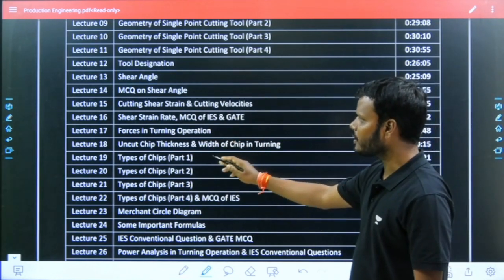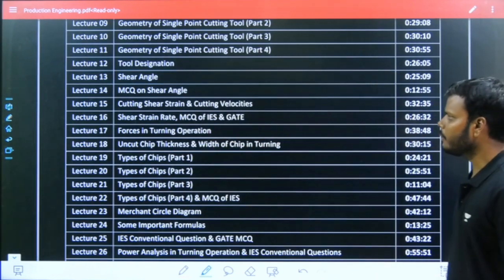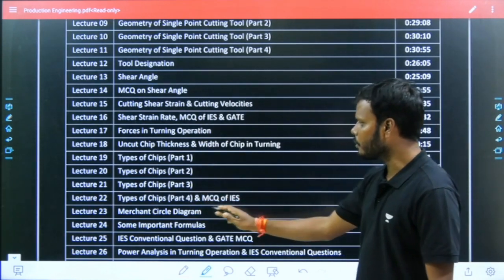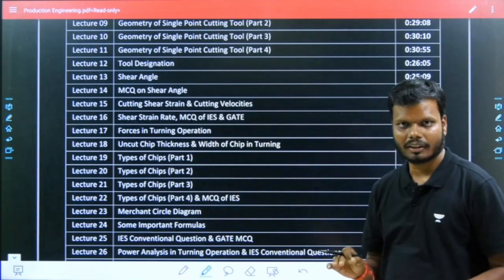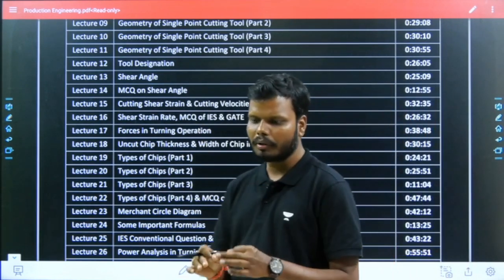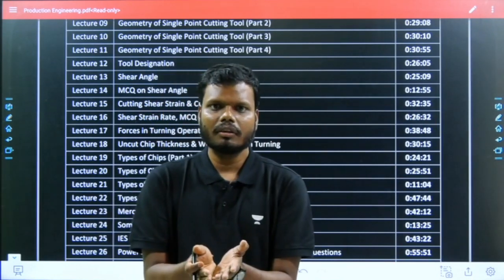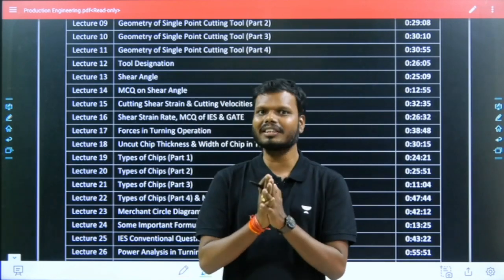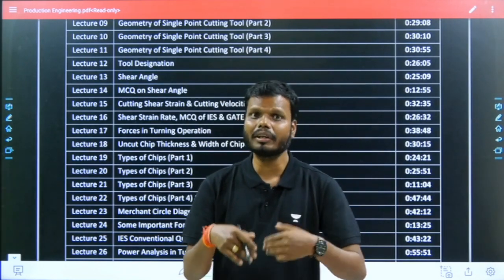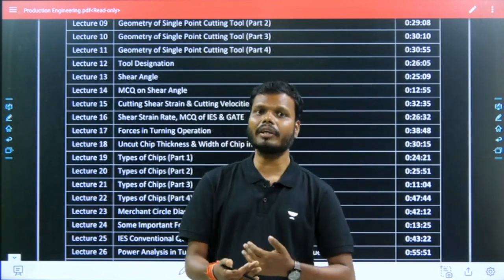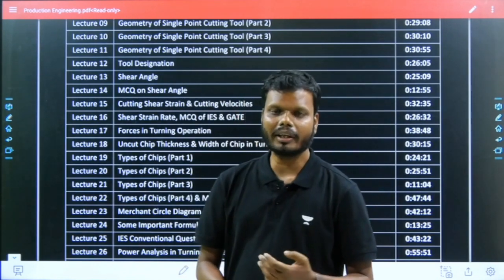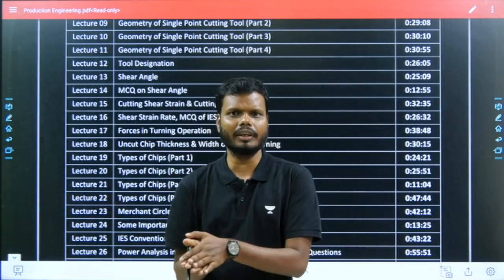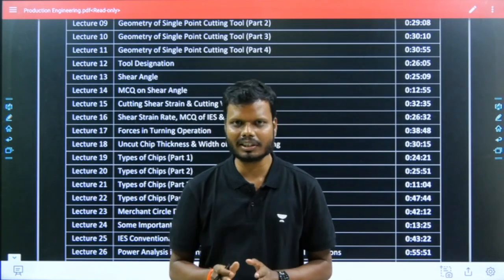Forces in turning operation, uncut chip thickness and width of chip in turning, types of chip part 1, part 2, types of chip part 3, types of chip part 4 and MCQ of IES. So IES problems are very important because in production engineering, in the GATE examination, both numerical and theoretical questions are important. If you can solve IES problems, then definitely you can solve GATE theoretical questions, not numericals, because numerical concepts are something different as compared to the engineering services examination.